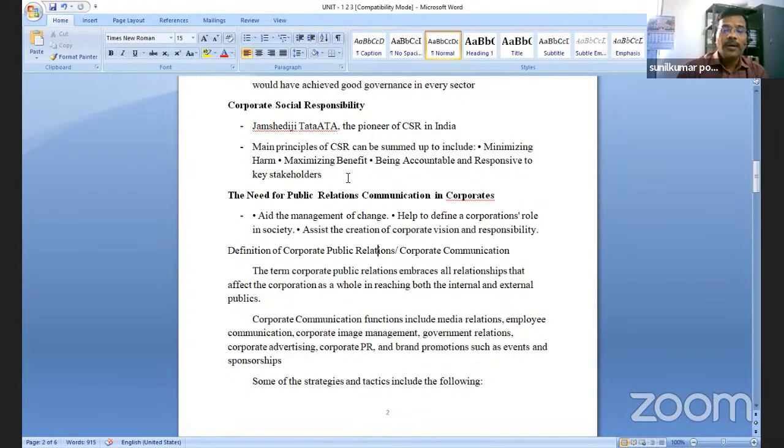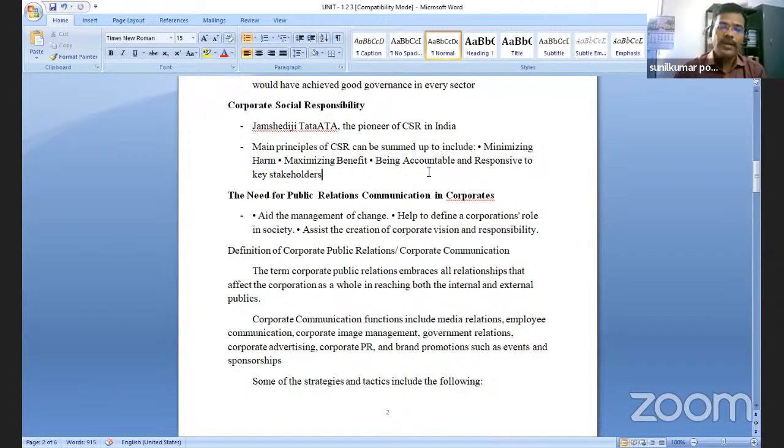Another benefit of corporate social responsibility is maximizing their benefits. And another thing is being accountable and responsive to key stakeholders. These three are the main principles of corporate social responsibility.